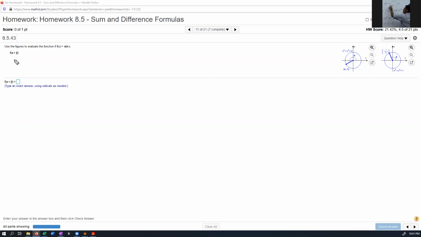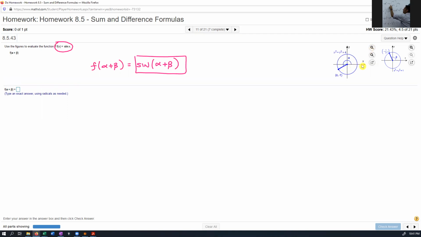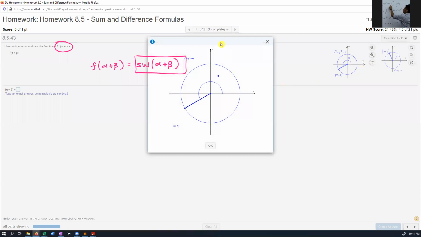Since they're telling us that the function f of x is sine of x, if we want to know what f of alpha plus beta is, then that really means we want to know what sine of alpha plus beta is. Okay, so ultimately we want to know this. Now, we need to look at these pictures to figure out the information about, wow, that's not very big. Let's try this. Yeah, there we go.